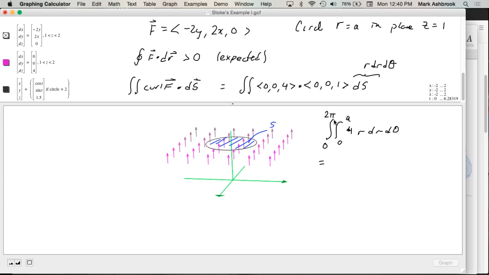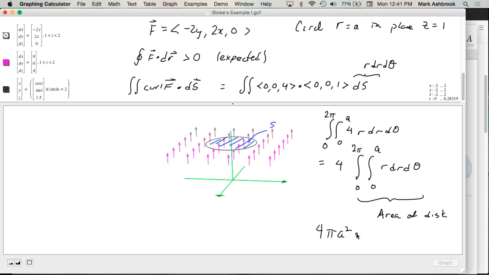So if we factor this 4 out, we're really going to get 4 times what? What does this integral calculate now? 0 to 2 pi, 0 to a, r dr d theta. The double integral calculates the area of the disk, right? Because it's 1 dA. So it's going to be 4 times pi a squared. So the flux of the curl is 4 pi a squared. The line integral, the circulation around the boundary, is also 4 pi a squared by Stokes' theorem, which is greater than 0, which we predicted.